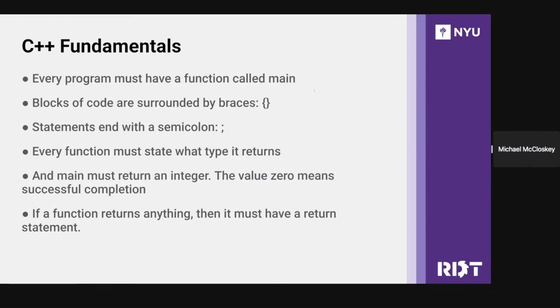And then if the function returns anything, then it needs to have a return statement. So you can have a function that doesn't return anything, in which case you have to specify void, which means that it's not returning anything. But if you do have, say you're returning an integer, you have to have a return statement, because otherwise C++ would think you're not returning an integer. And that's it for this.